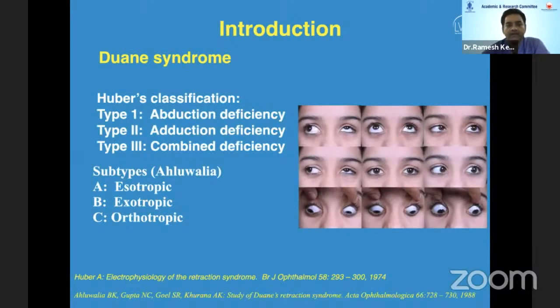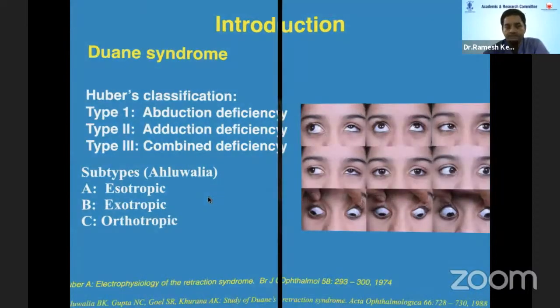Electrophysiologically, all of us know it is divided by Huber's into abduction, adduction, and combined deficiency. As you can see in this picture, widening of palpebral fissure on abduction and retraction of globe on adduction is a very, very cardinal feature of this patient. They can be orthotropic, as you can see in this picture. They can be exotropic on this gaze, the right gaze, and isotropic on the other gaze. So practically, I think the subtypes isotropic, exotropic, and orthotropic are very important.